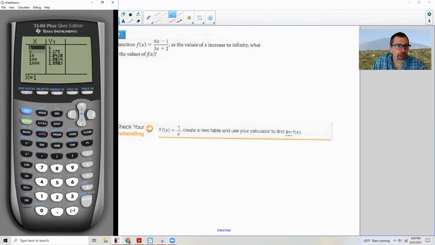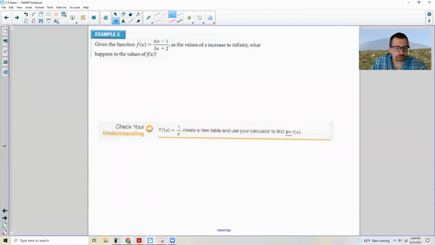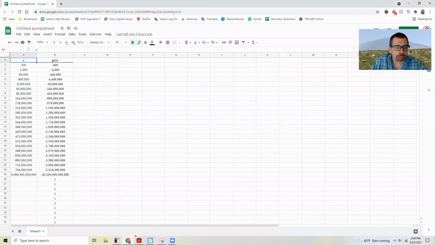If I keep adding on zeros, the next one would be 10,000. And that's 1.998. Let's go 100,000. And it says 2. Okay, that's not true. It will never equal 2. It's supposed to just keep getting closer and closer and closer. So if I go into my spreadsheet instead, okay, I'm not liking the results of that. Let me go into my spreadsheet.